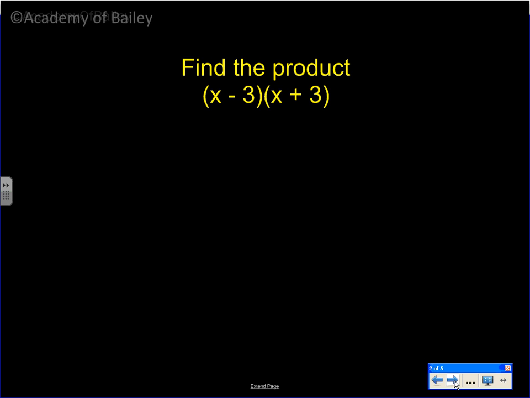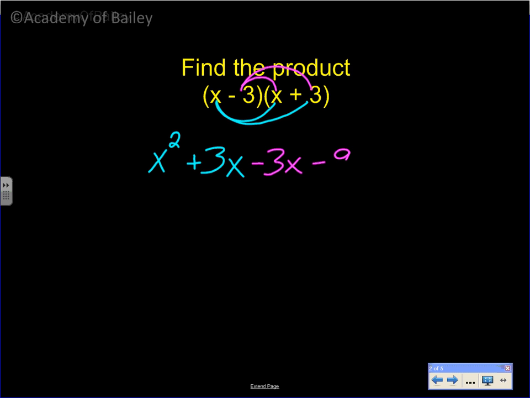So remember from the last video, we had to take everything in the first binomial multiplied by everything in the second binomial. That's the distributive property. So when we take x times x, that gives us x squared. And we take x times positive 3, and that gives us positive 3x. Take negative 3, times it by x, and take negative 3 and multiply it by positive 3, and you get negative 9.